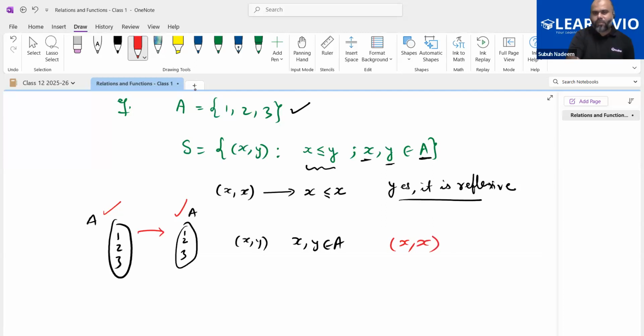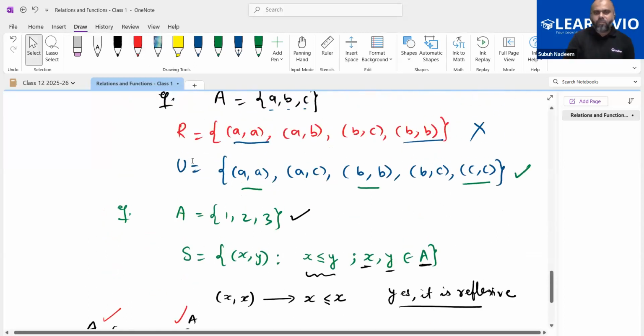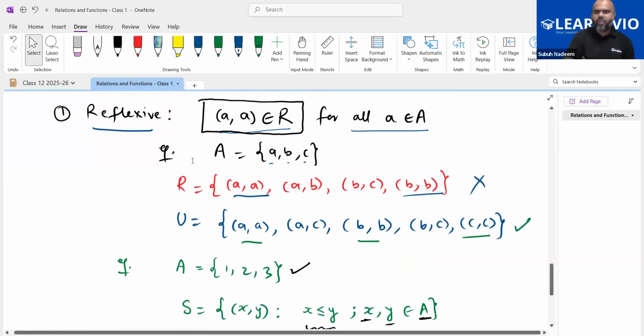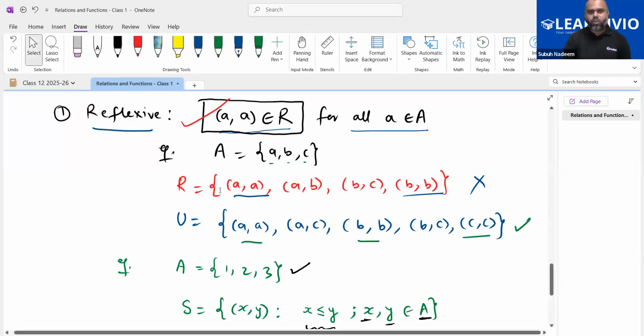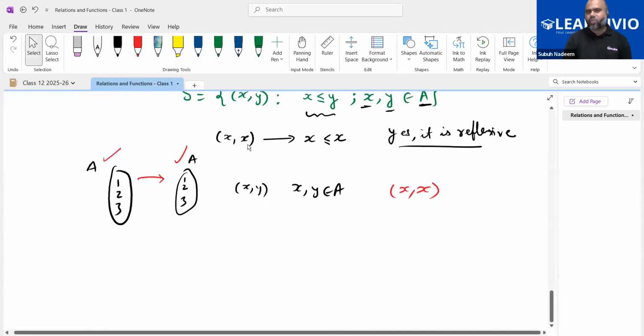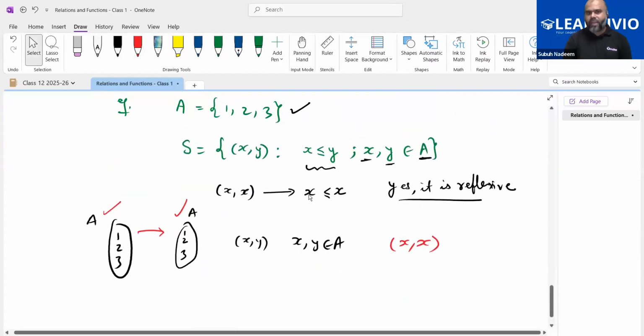So both are X, because here it is mentioned that we can take Y equal to X, and Y can also be not equal to X. But for reflexive, (A, A) should be there. This is very important. Both will be the same, so we take (X, X). And we know that X is equal to X, a number is equal to itself. So less than or equal to is automatically satisfied, and we say it is reflexive. I hope it answered your question.